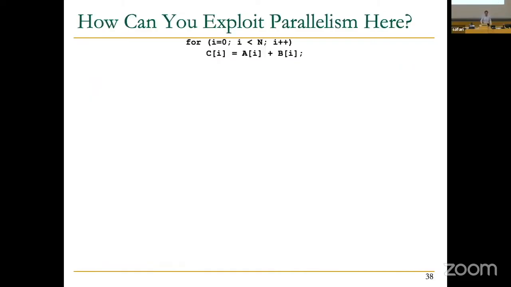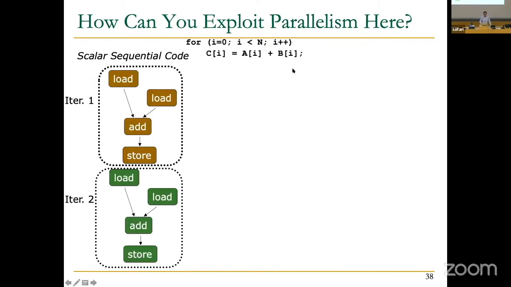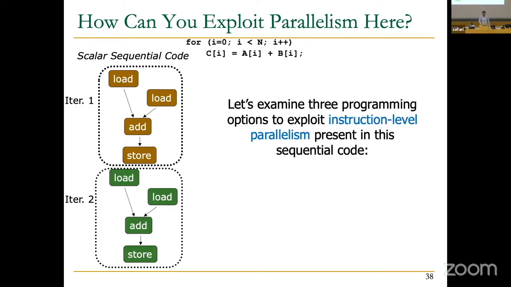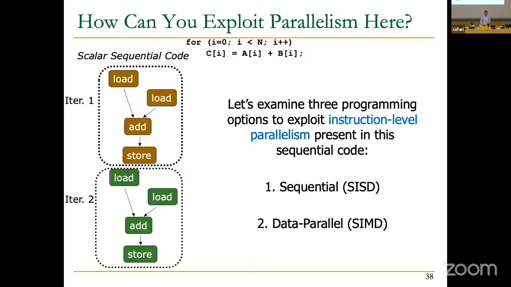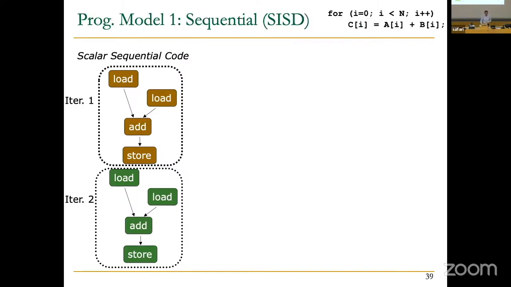Okay, so let's take a look at these examples. This is our code, very simple, vectorizable. And this is the scalar sequential code. This is how you might program it, right? I don't show the instructions, but you can imagine what the instructions are, and we don't have the branches clearly over here. So let's examine 3 programming options to exploit instruction level parallelism in this sequential code. Sequential, single instruction, single data, data parallel, single instruction, multiple data, and multi-threaded, multiple instruction, multiple data, or SPMD, as we will see. Now, sequential looks essentially like this. There's a branch also, etc.